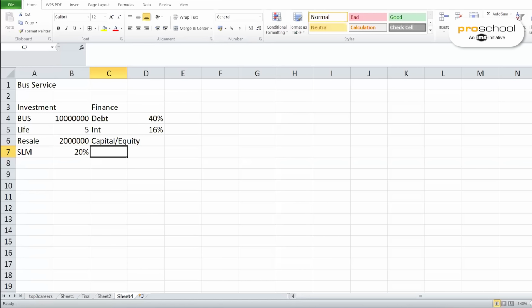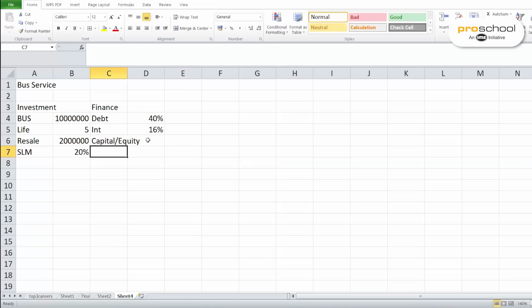Now, what is cell-referencing? Cell-referencing means that once you change one cell, the other cell will change automatically. So, for example, here I have assumed that the debt will be 40%. So then my capital must be 60%. But suppose later on, when I actually start the business, the bank is ready to provide me 60% debt. Then my capital will be only 40%.